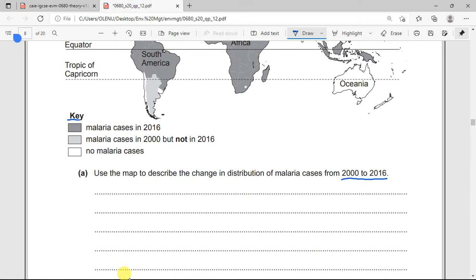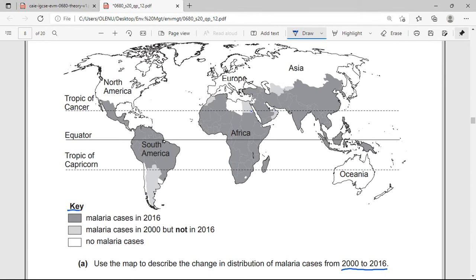So you find out that, let's go back to the map, malaria cases from 2000 to 2016, there is a reduced area first in 2016, because these are the areas that experience it from 2000 to 2016. But this other part experienced only in 2000 but not in 2016. So obviously there are reduced cases in 2016. And we're looking at distribution now.